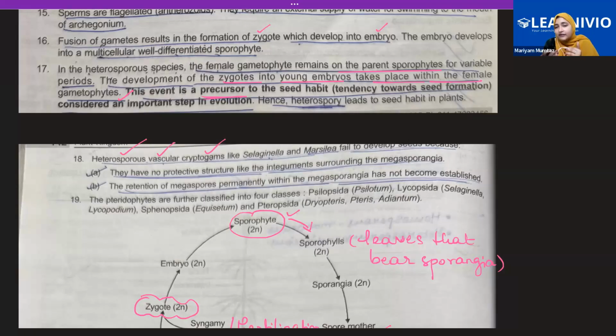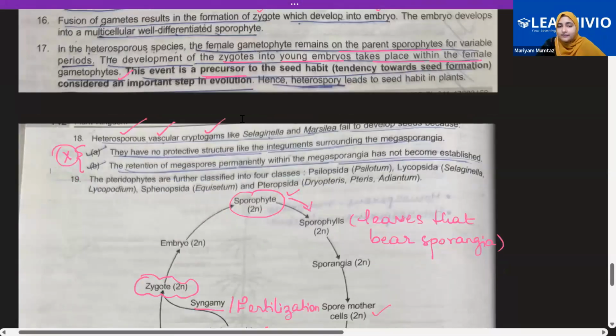So, they fail to develop seed because they do not have any protective structures, and the retention of megaspore, this you don't have to remember. This is not for your syllabus. So the retention of megaspore is not established yet. So they cannot bear seeds, nor can any of the pteridophytes. They sort of show that, okay, one day they're going to evolve into something that is going to produce seeds, but they themselves do not produce any kind of seeds.